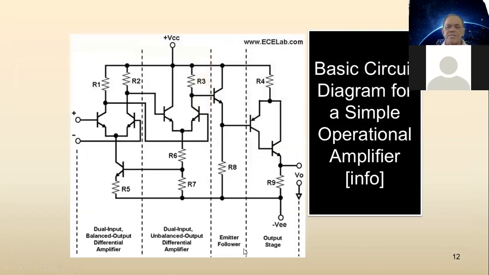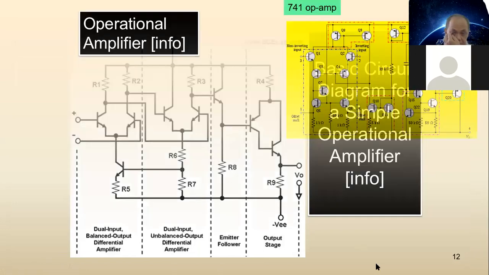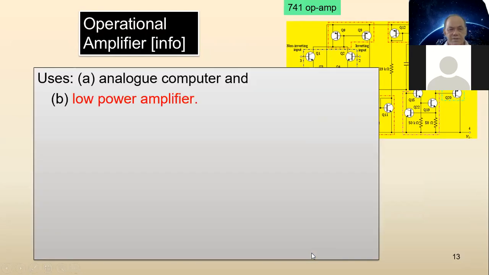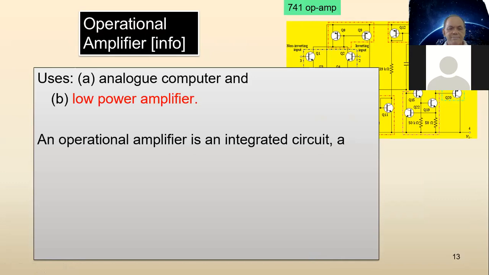Right? So this is the operational amplifier that we will be interested in. We can build this up of each individual component like resistors and transistors, but that will take a lot of space. So we build it up in an integrated circuit. It is smaller. You don't need to know about all this. You don't need to know about the circuit. It's just for your info, that's all. Operational amplifier uses analog. Where do we use it? Analog computer, low power amplifier.